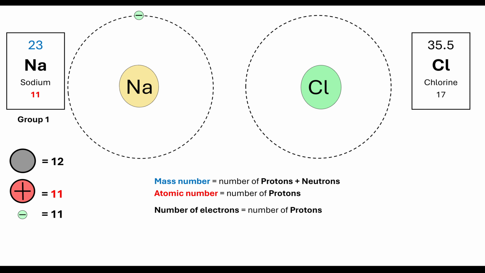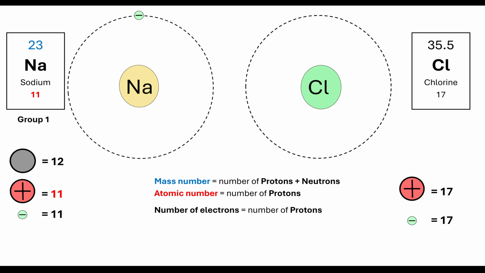So now let's look at chlorine, then. Chlorine is a different element in the periodic table. I can see it has 35.5 as its mass number, and I can see that it's got 17 as its atomic number. So what does that tell me? Well, that tells me that there are 17 protons present, and therefore I also know that there are 17 electrons present, because my atomic number also equals the number of electrons present. So I know that atom has that.